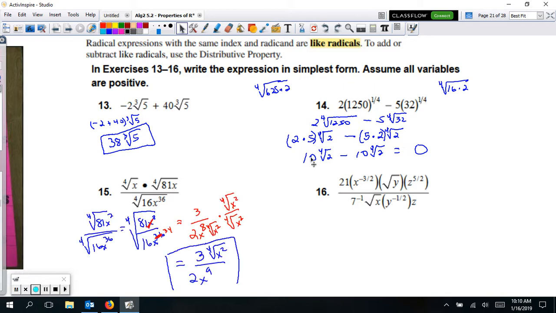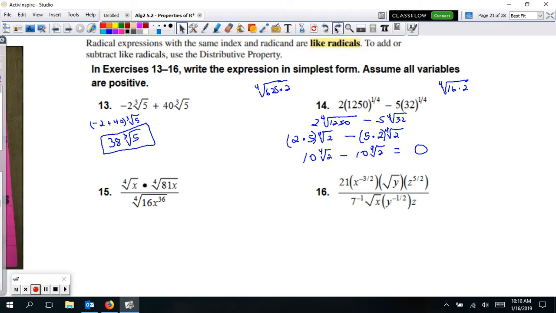So that's going to give us, oops, that's not what I wanted to do. Sorry, I showed that too soon. Actually, I want to write on this one. So for this one, we're going to start with the fourth root of 81x squared, and it's over the fourth root of 16x to the 36. Okay?